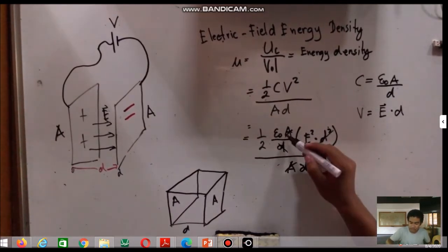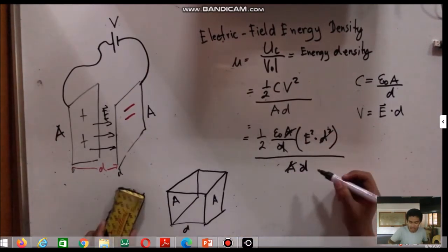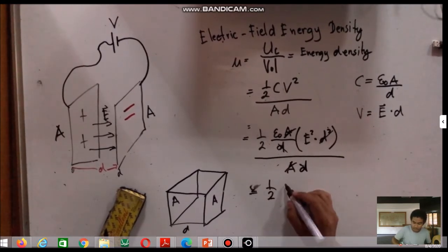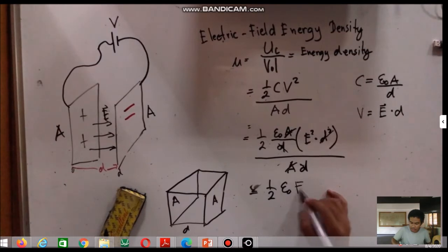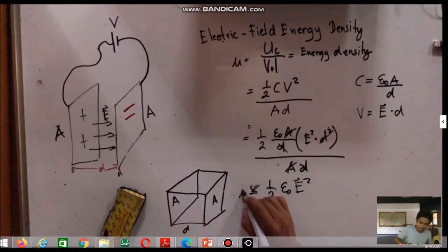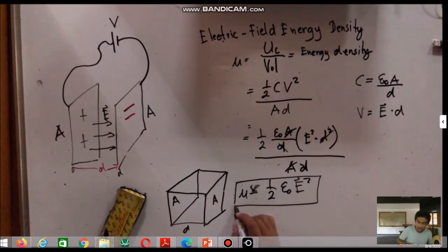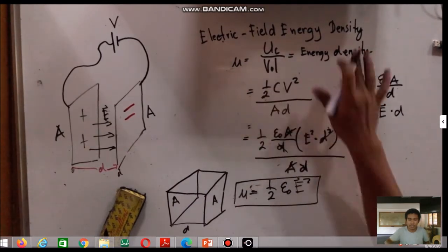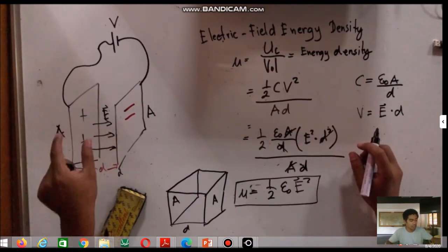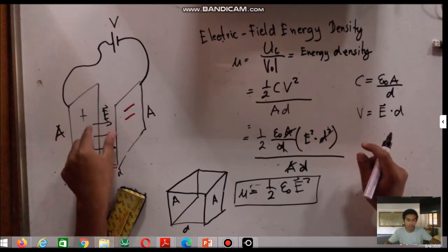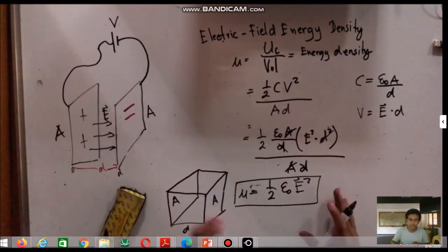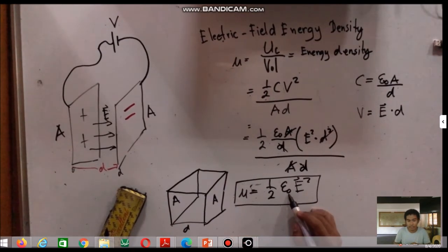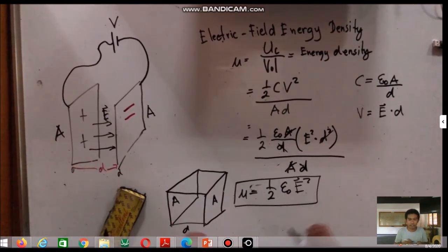We cancel area. So what is left? Then we have one half times the permittivity of free space times the square of the electric field. Right? So this is what we call the energy density, or electric field energy density. The energy stored between the two plates, or energy in the region of electric field, can be expressed by one half times the permittivity of free space times the square of the electric field.